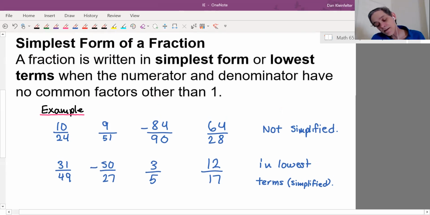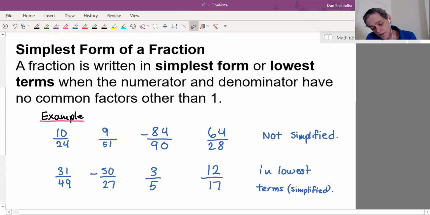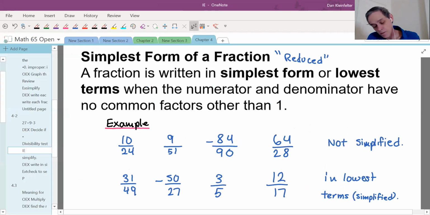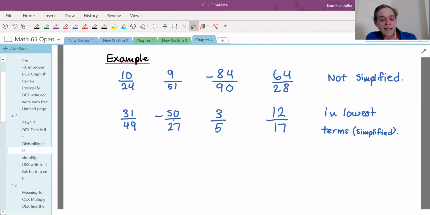Okay. When we say simplified or in lowest terms, you may also hear that referred to as reduced. That was the term when I was in school, reduce the fractions, but you may hear it called by different things. Simplify, reduce, or write your fractions in lowest terms. But all of those mean the same thing. That is, we don't want to have the numerator and denominator having common factors other than 1.